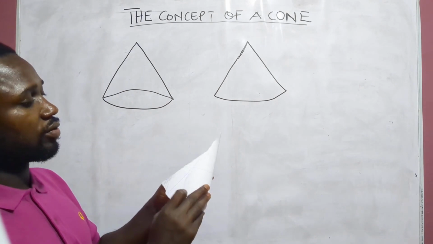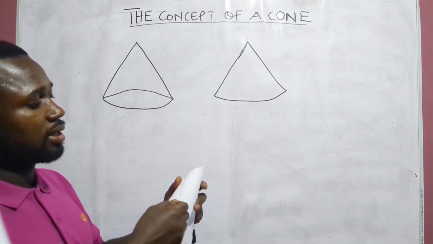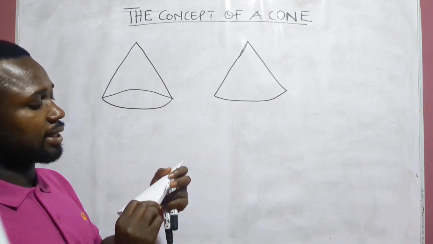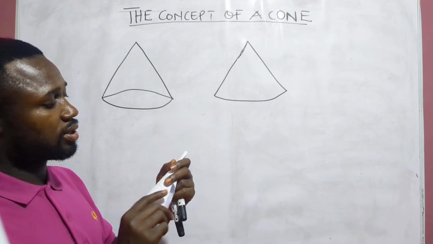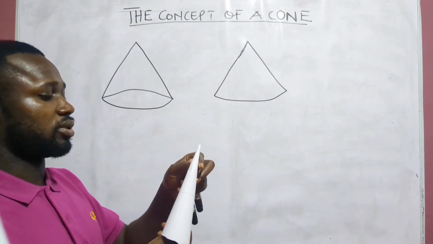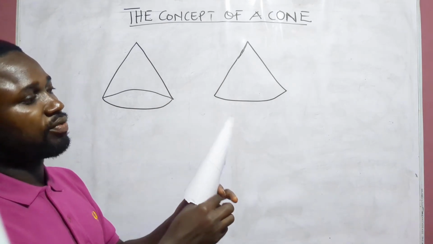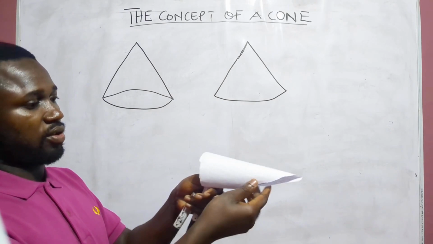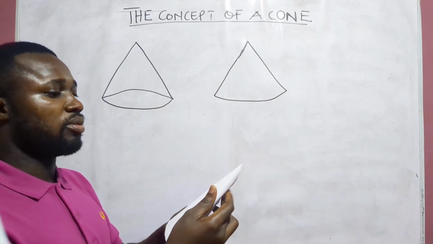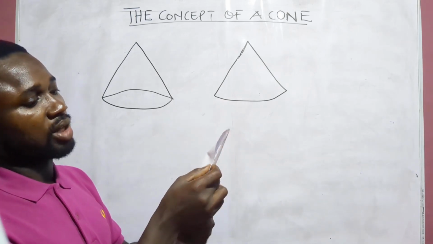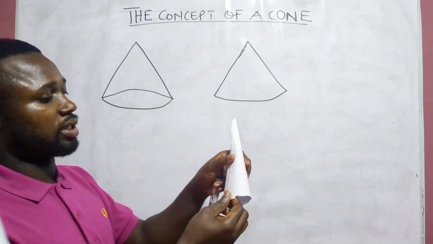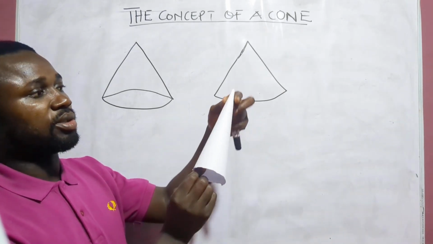When we fold this sector in such a way that the radii coincide, you will see that a cone is being formed. I know this may not be perfect, but we've gotten a cone being formed.